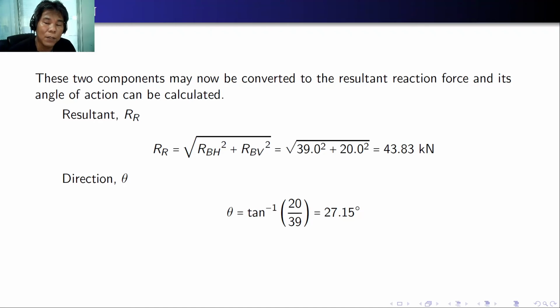These two components may now be converted to the resultant reaction force, and its angle of action can be calculated. So normally we took the resultant for the two reactions, the horizontal and vertical, using Pythagorean theorem. So the resultant R is square root of RBH squared plus RBV squared, which is 43.83 kilonewton, with the direction with respect to the horizontal, that is the arctangent of 20 over 39, which is equal to 27.15 degrees.